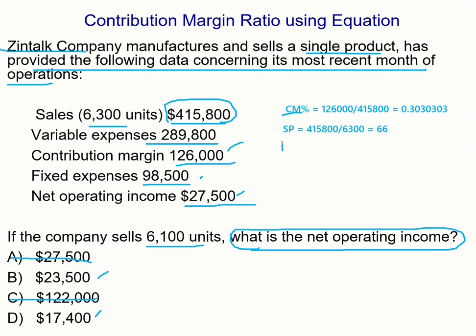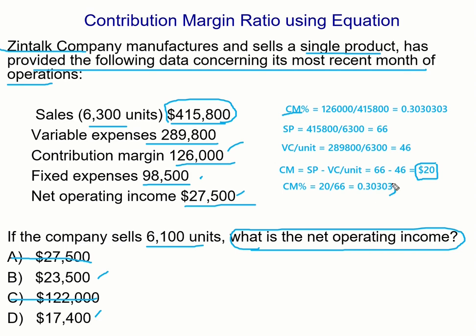By doing so, I will find my selling price per one unit, which happens to be, dividing this by 6,300, $66. Also, I can do the same thing for my variable cost per unit because it varies in proportion to sales. So my variable cost total is 289,800 divided by 6,300 units, and that's $46. Now, if I take sales minus variable cost, easy, $20. If I take $20 divided by 66, it's going to give you back this ratio, 0.3030 forever, which is not going to be a good one if we use the contribution margin ratio. It's going to round, but we don't have to use the ratio. We'll use the contribution margin per unit.